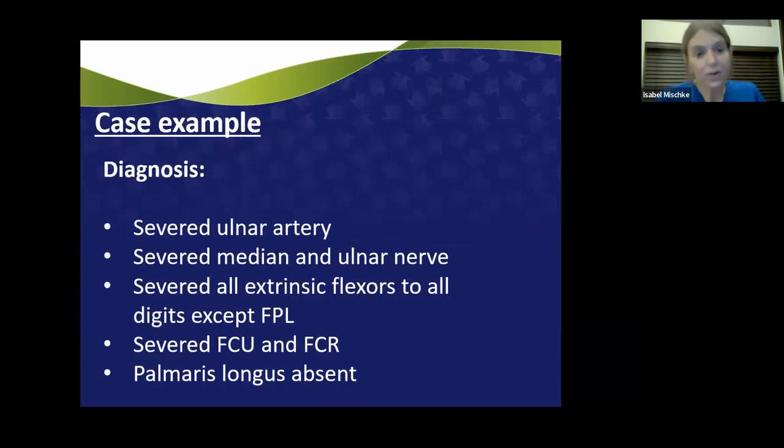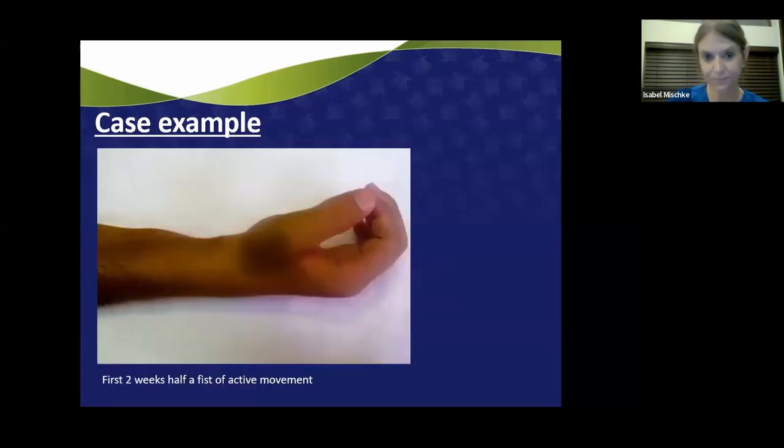So let me just quickly show you this case example that we saw in our practice. It was a patient who came in with a severed ulnar artery, a severed median and ulnar nerve, and severed all extrinsic flexors to all digits, so FDP and FDS, except the FPL, so flexor pollicis longus to the thumb, was intact. He severed the flexor carpi ulnaris and the flexor carpi radialis, but his palmaris longus was absent.